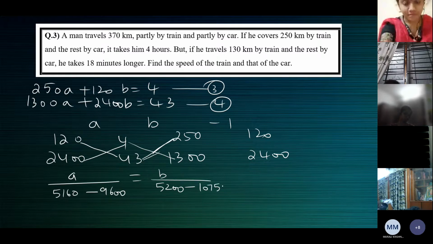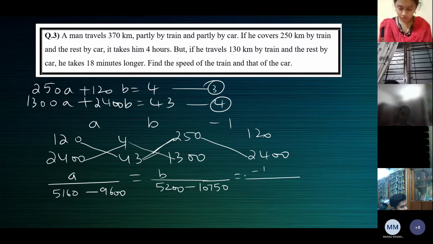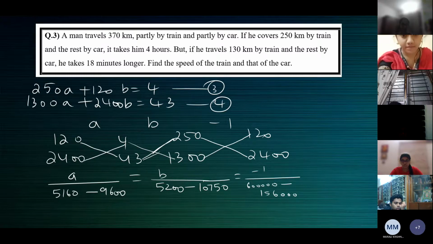10,750. Ma'am, here I did a mistake, ma'am. Okay, fine. Is equal to minus 1 by, when you multiply this, I got 6 followed by 5 zeros. 1, 2, 3, 4, 5 zeros, minus, when I multiplied this, I got 156 followed by 3 zeros. Am I right? Yes, ma'am.